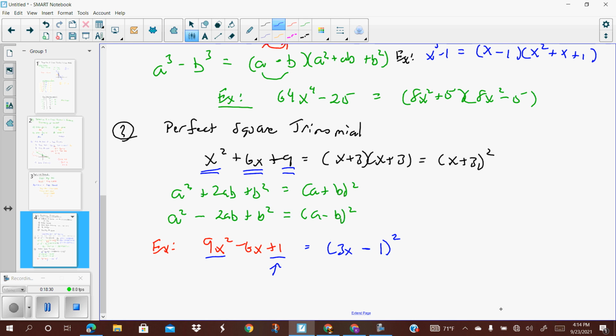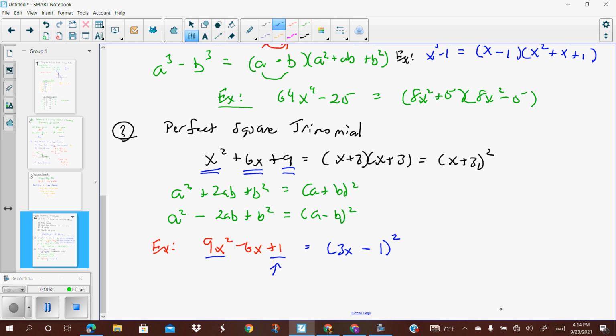So again, if it's going to be a perfect square trinomial, check the ends. Check the first and last term. Are they perfect squares? If you take the square roots, multiply them together and double it, does it give you the middle term? If it does, it's a very simple factor. That's how you would factor a perfect square trinomial.